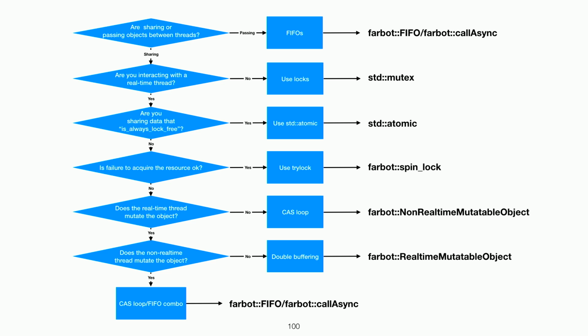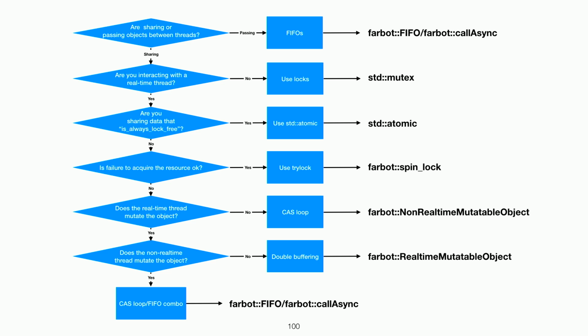You are sharing or passing data. If you're passing data, use a FIFO. Maybe you're not even interacting with a real-time thread at all. Please just use a lock, right? Maybe your data is always lock-free atomically, then just use std atomics. Maybe it's not so bad to not be able to acquire a resource, use a try-lock.